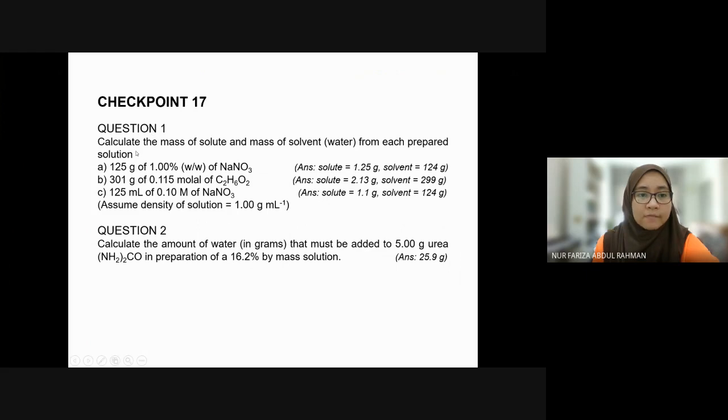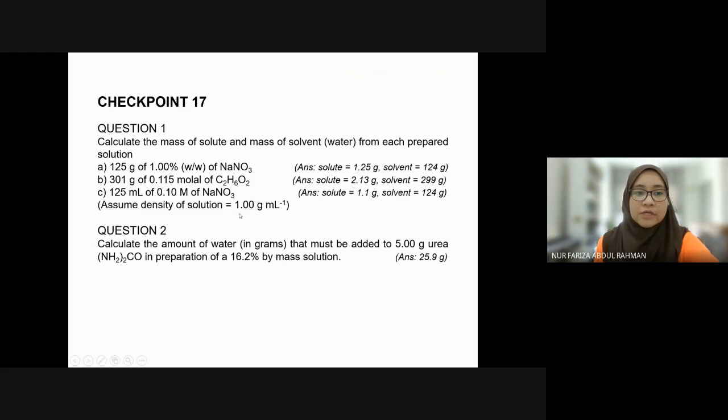Question 1. Calculate the mass of solute and mass of solvent from each prepared solution. So these are the given solutions. They are given in terms of percent by mass, in terms of molality and also in terms of molarity. What you need to do is to calculate the mass of solute and mass of solvent for each of these solutions given. And the density is given. The density for all of the solutions is 1 gram per mL. Assume the density of the solution is 1 gram per mL.